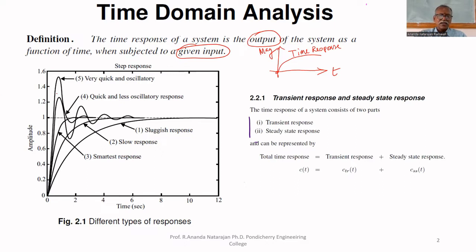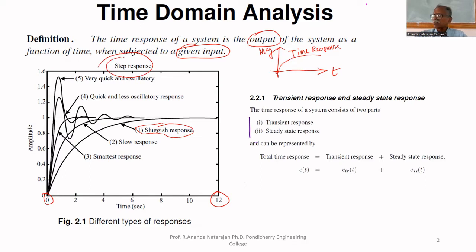Here, various time responses are given. If you see the first response, the time is from 0 to 12 seconds. At the 0th time, the input is given, say a step input. That's why it is called step response. Why is it called step response? Because the input is a step input.